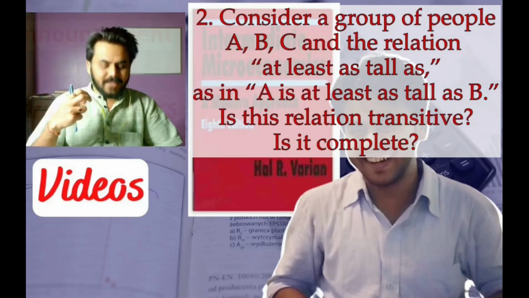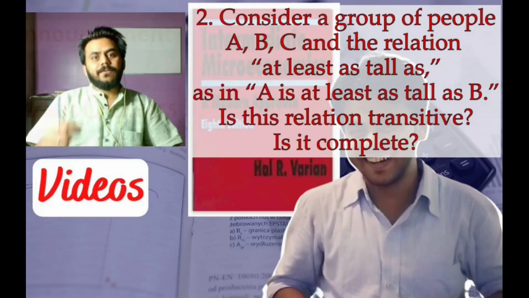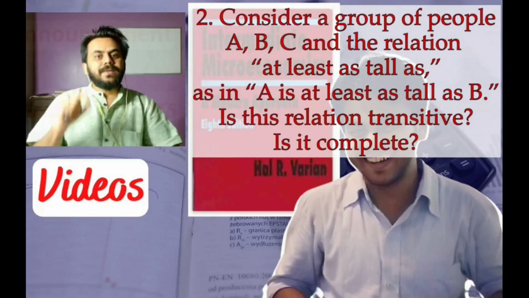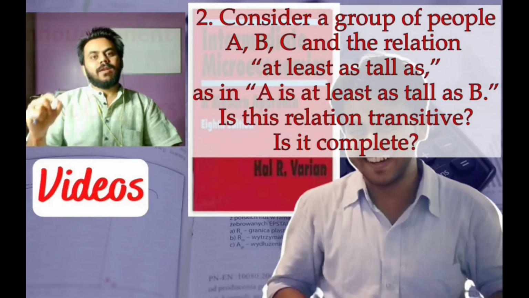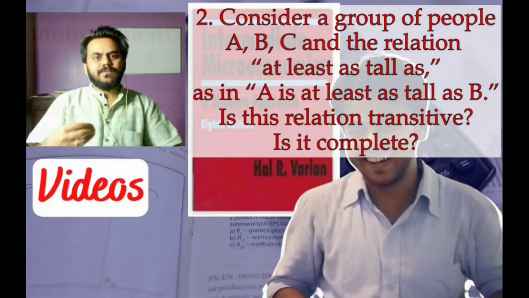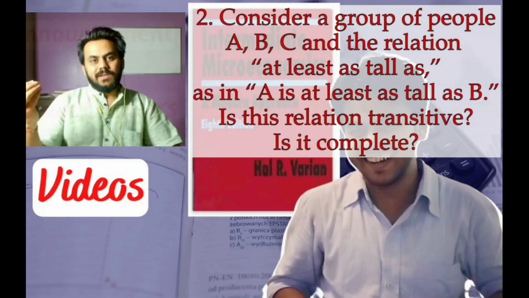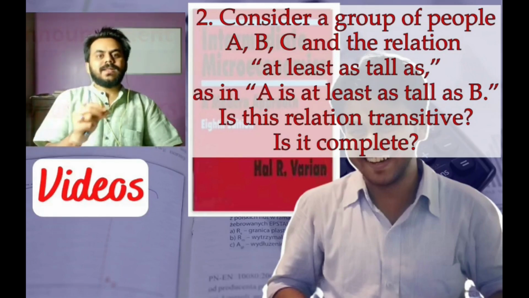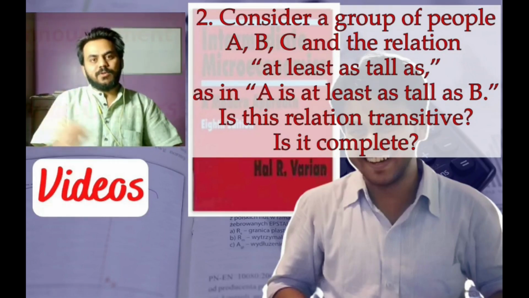Now think about transitive. Without loss of generality, if I say that A is at least as tall as B and B is at least as tall as C, can we not say that A is at least as tall as C? You can take Steve, John and Jimmy. If Steve is at least as tall as John, and John is at least as tall as Jimmy, so definitely Steve is at least as tall as Jimmy, so it's transitive.